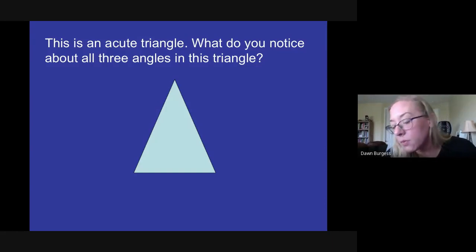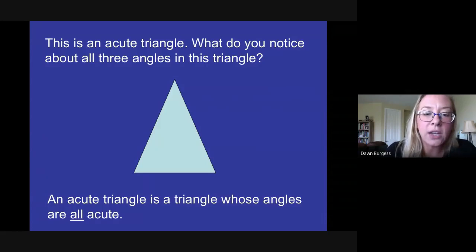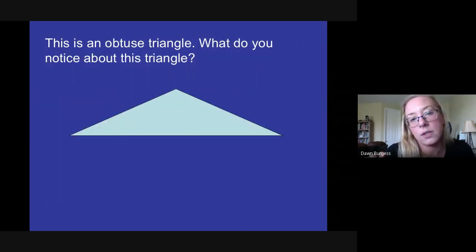I don't know if you remember back to when we were doing our interactive notebooks, but I told you guys that triangles equal 180 degrees. Just like when we're learning about circles, they equal 360 degrees. So sometimes that understanding that triangle angles will all add up to 180 can help us to figure out what type of triangle it is. An acute triangle is a triangle whose angles are all acute. Cute little tiny angles. This is an obtuse triangle. What do you notice about this one?